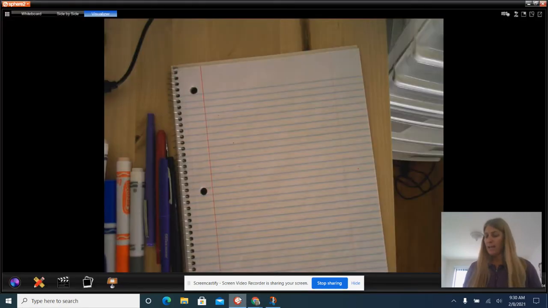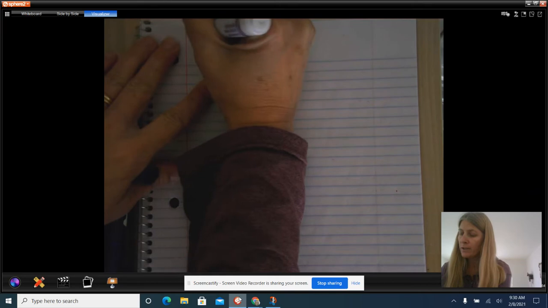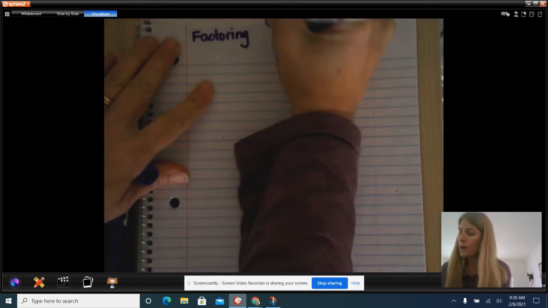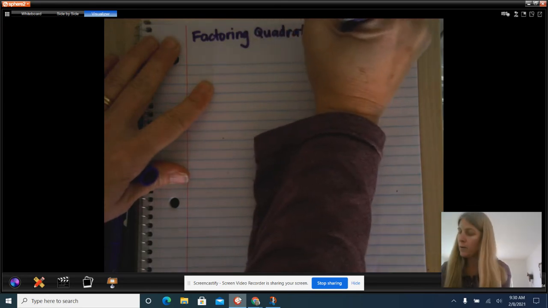So let's go ahead and start by just going over the basics of what a quadratic equation is. So our official title is Factoring Quadratic Equations.